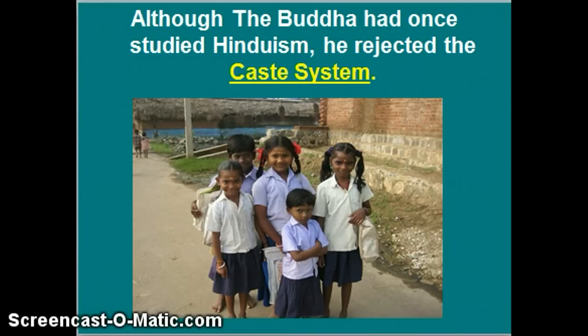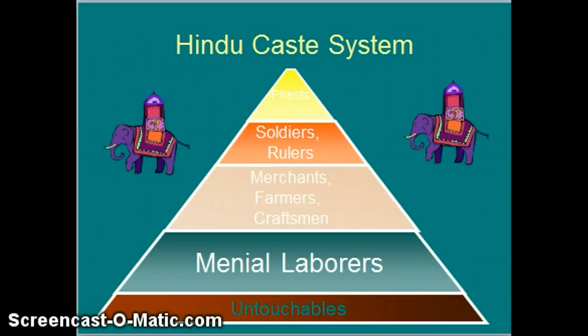Although Buddha had once studied Hinduism, something that's popular in Hinduism is the caste system. It's the system of people who are higher or more important than other people, and their levels of importance. That's something that we'll see in Hinduism, but it's not something that Buddha believed in. He rejected this idea. This is that Hindu caste system.